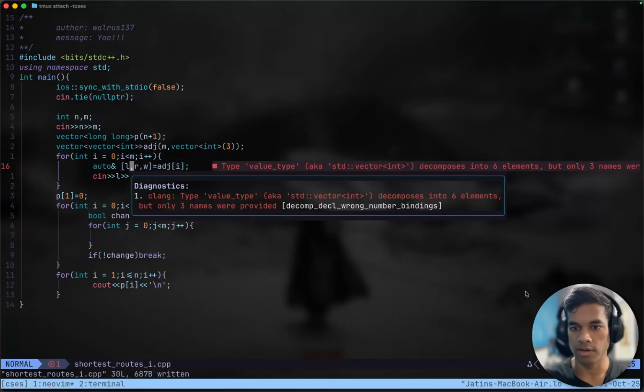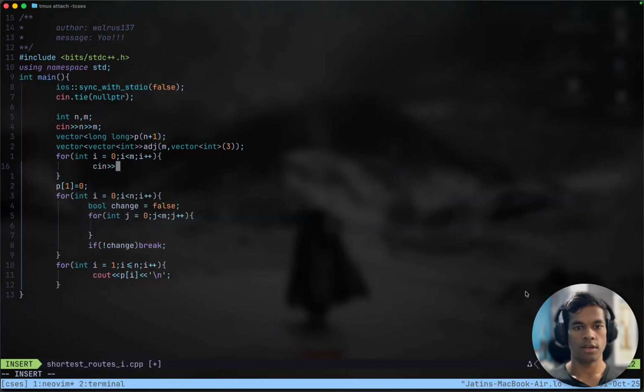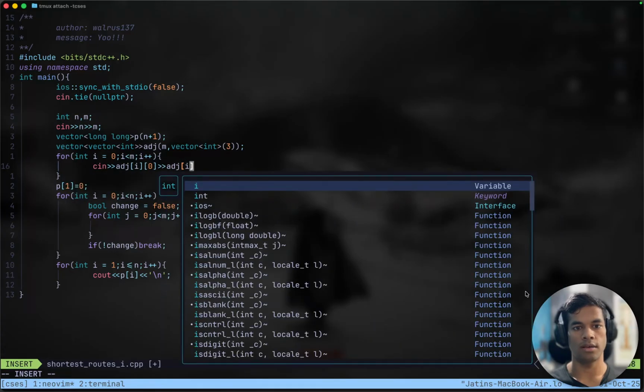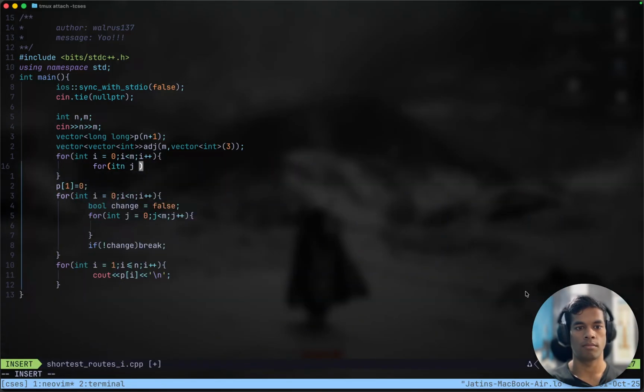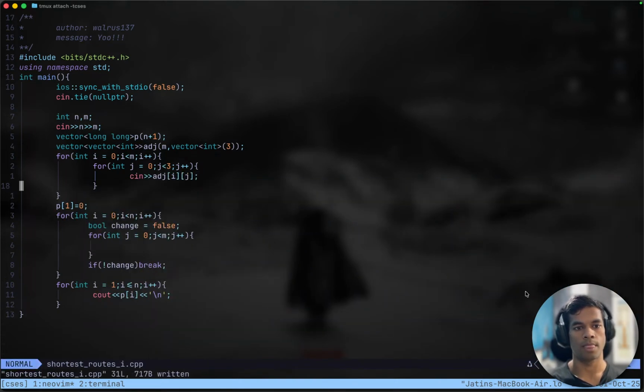Client type value, aka vector integer, decomposes into 6 elements, but only 3 were given. 6 elements. Why does it decompose into 6 elements? 6 things which describe the vector. Okay. Cn ADJI bracket 0 ADJI and j equals 0. J smaller than 3 j plus plus a b j I j. Much better. LSP stop. All right.